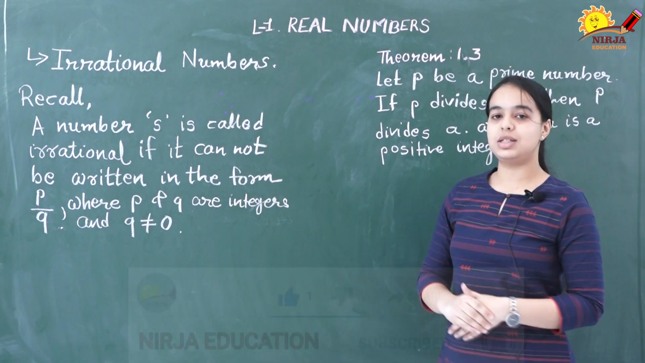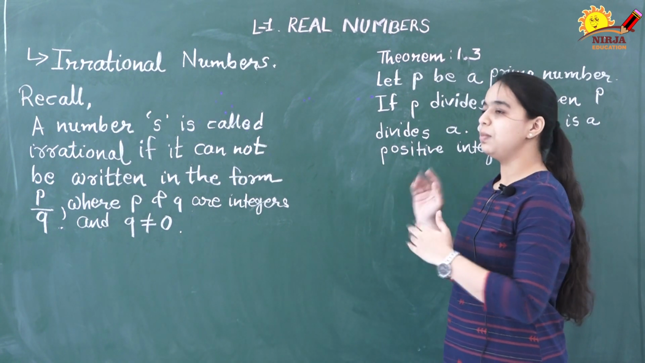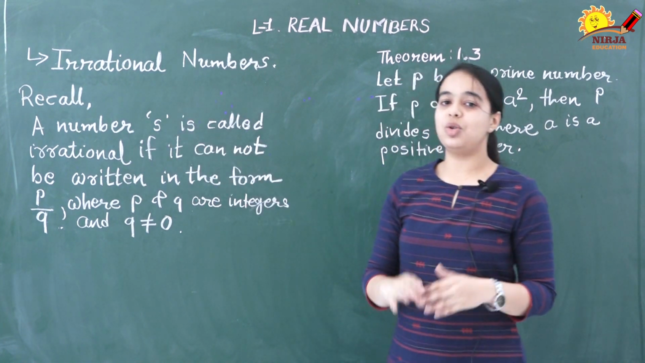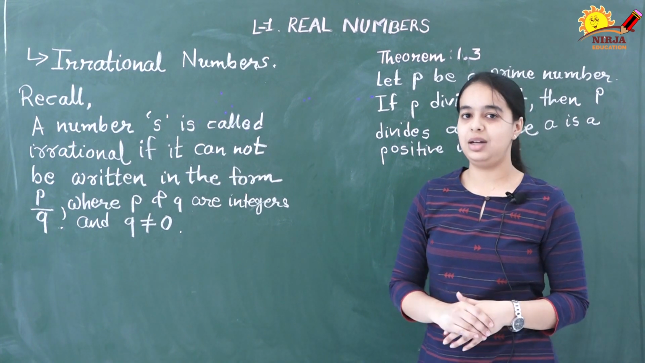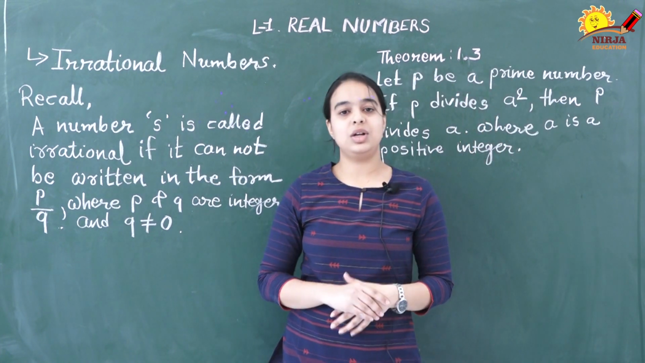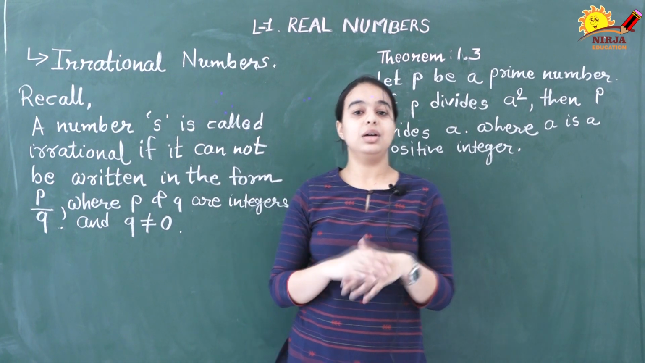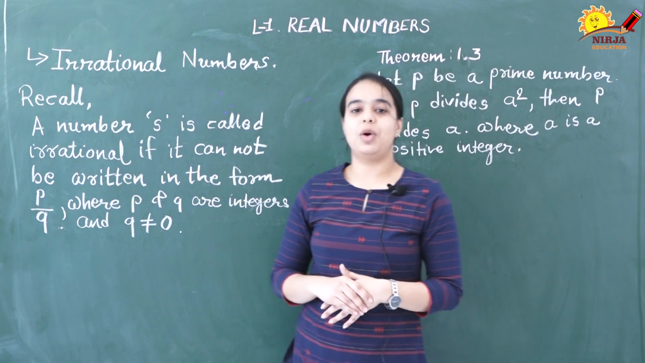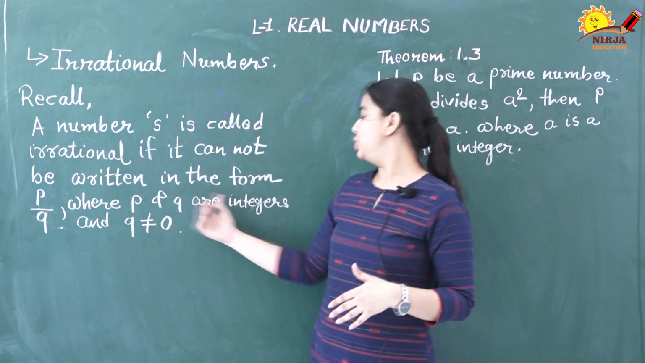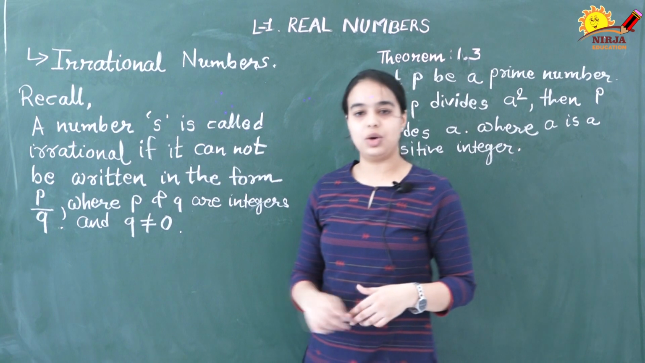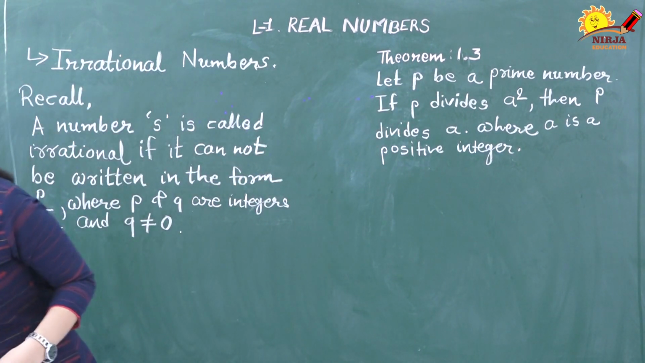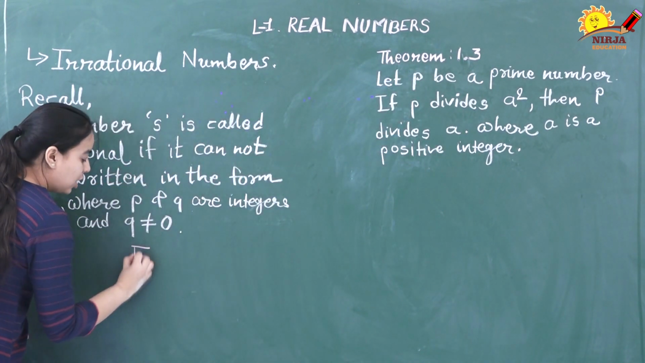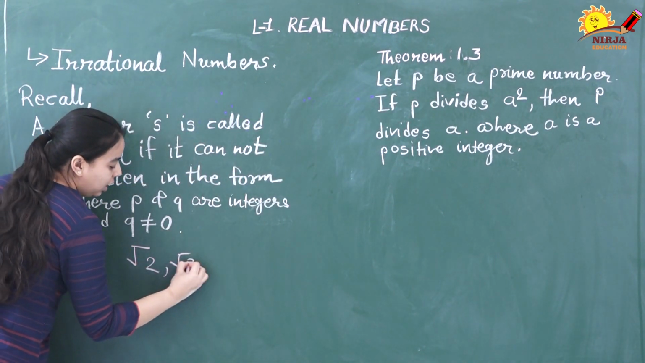So let's move towards your topic. Before going to that main important theorem, I would like to introduce you to irrational numbers. I know you have already studied this in your class 9, but let's recall. What are irrational numbers? Any number can be said to be an irrational number if it cannot be written in the form of p by q, where p and q are integers and q is not equal to 0. What are the examples of irrational numbers? Under root 2, under root 3 and so on.